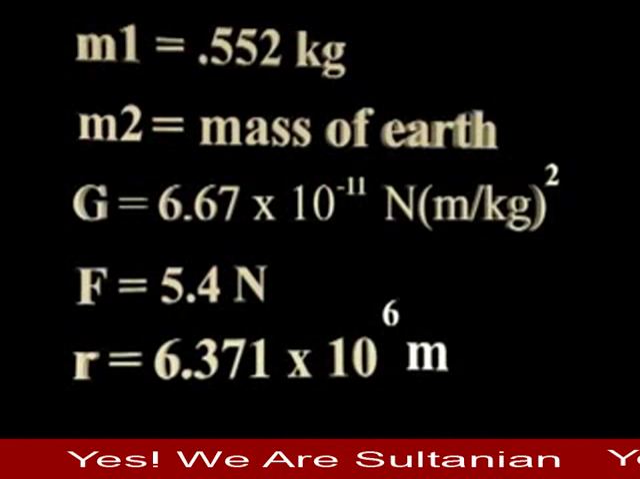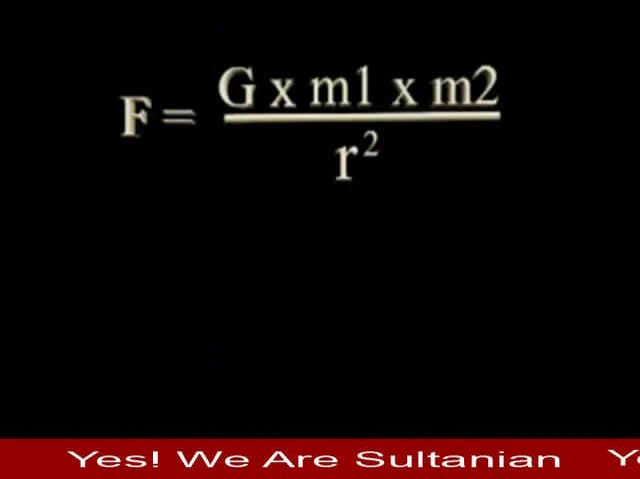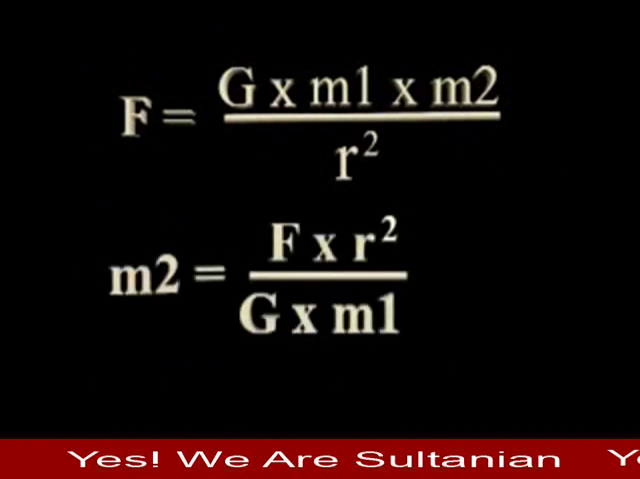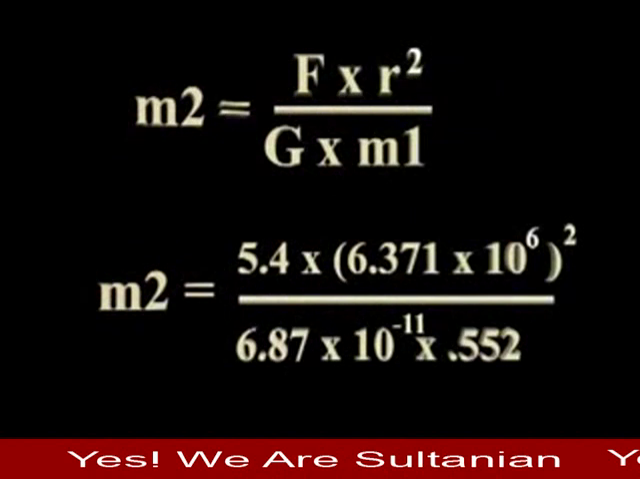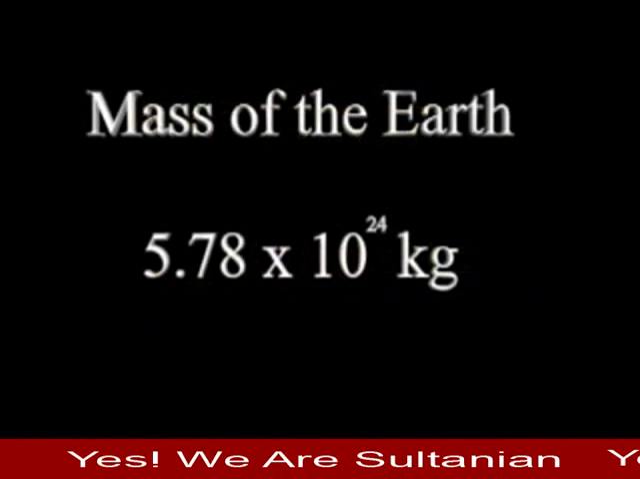I'm going to rearrange the formula before I plug the numbers in, so our formula becomes this. We are solving for the mass of the Earth, m2. Plugging our numbers in creates this. For clarity, I've left the units out. Just the numbers are displayed. Doing the math, we find that the Earth has a mass of 5.78 times 10 to the 24th kilograms.